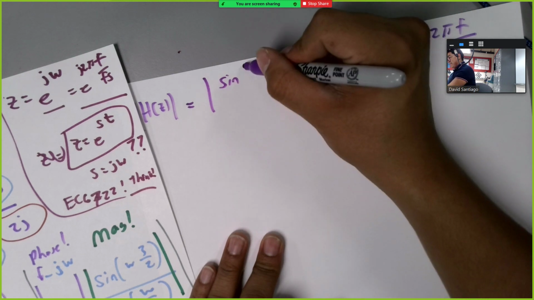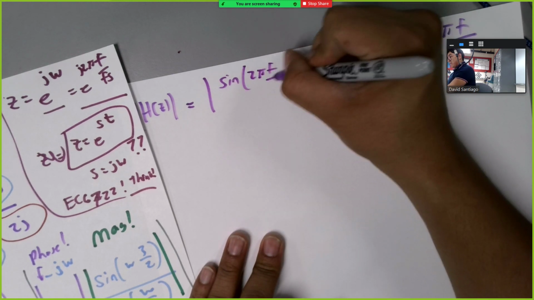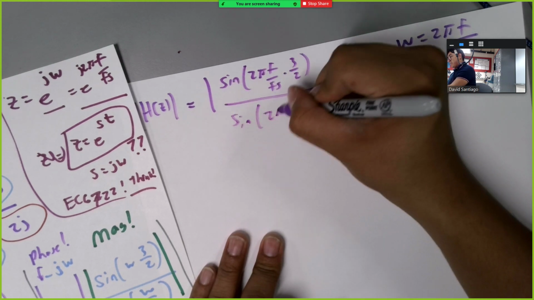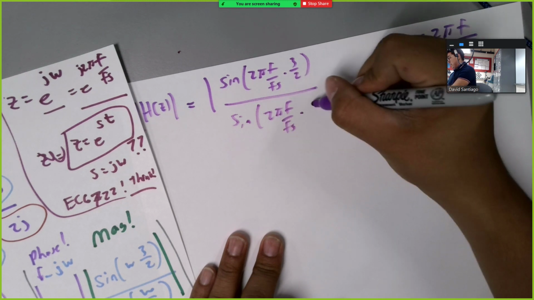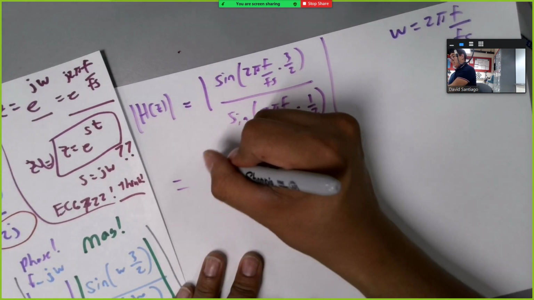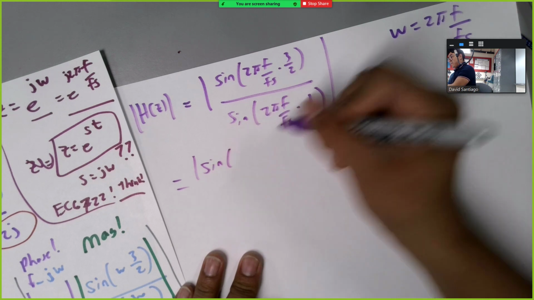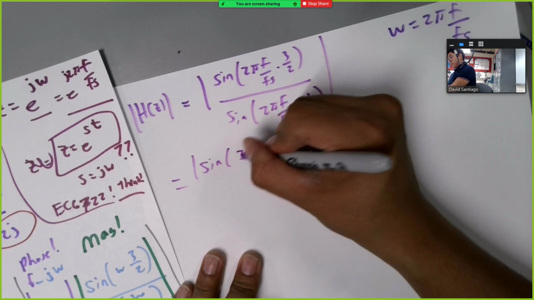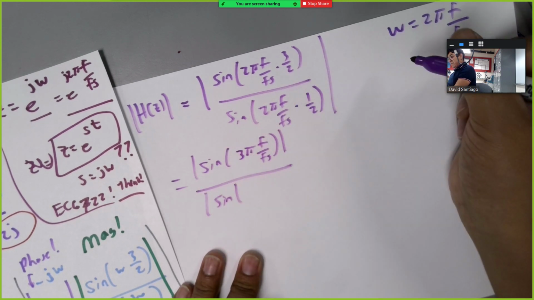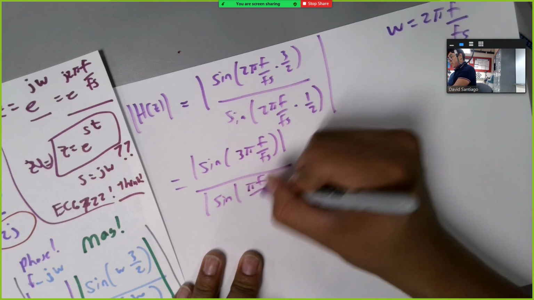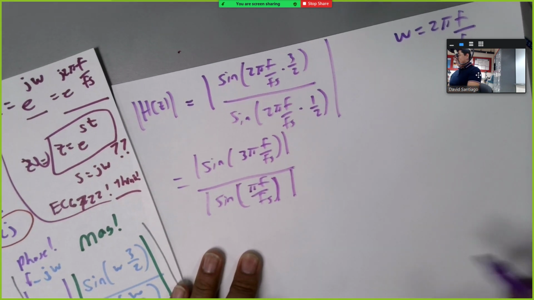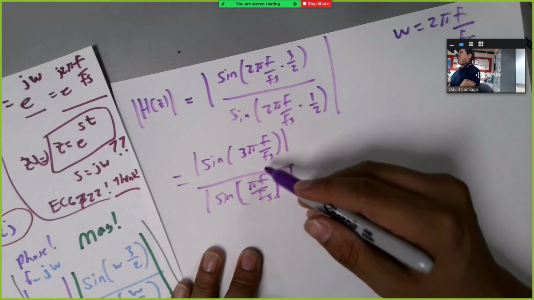Sine of 2 pi f over f sub s times 3 over 2, divided by sine of 2 pi f over f sub s times 1 over 2. And then this should give us the following: sine of 3 pi f over f sub s over sine of pi f over f sub s. Is that making sense now? So now we have something in the Fourier domain. Now we can actually see this.